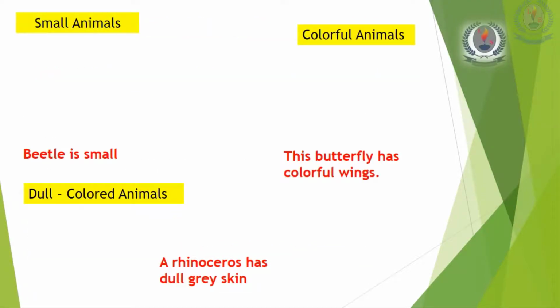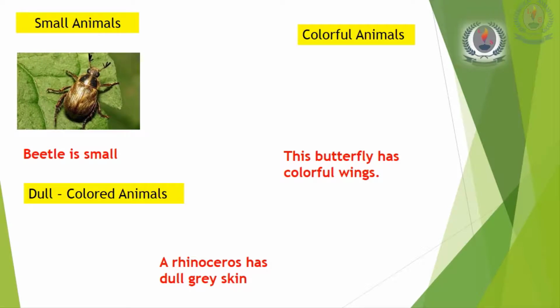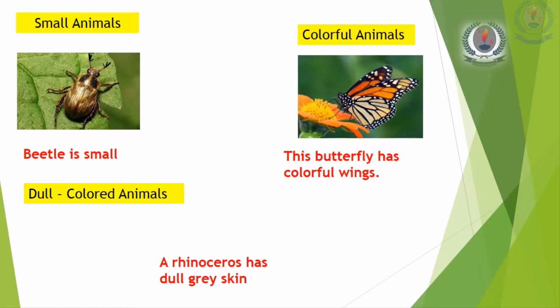Small animals. In this picture, you can see a beetle. Beetle is small. Children, most of the insects are small. Colorful animals. This butterfly has colorful wings. There are so many colorful animals in the world.